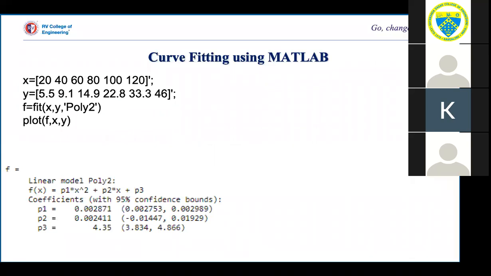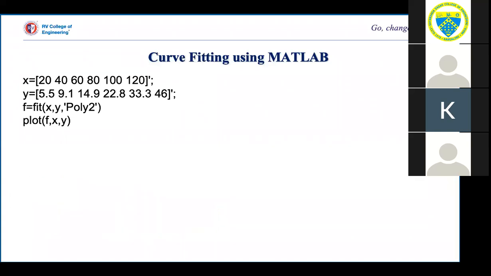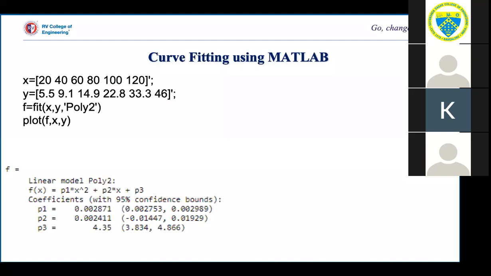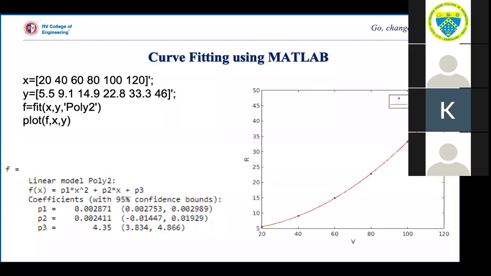You can just observe from the previous one. Values were 4.35, 0.0024 and 0.002871, exactly matching with the previous values. I can just show you here. Remember these values of a, b, c exactly matching with the ones we have done using this.